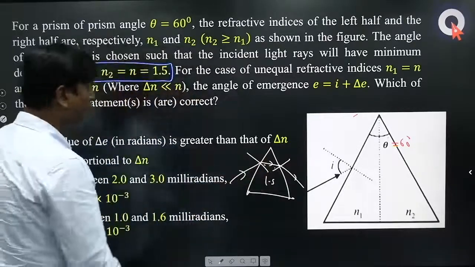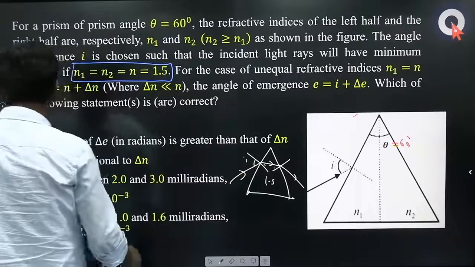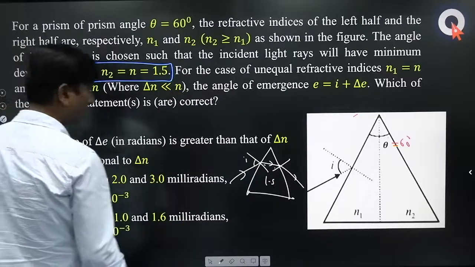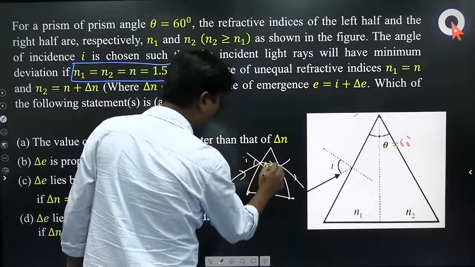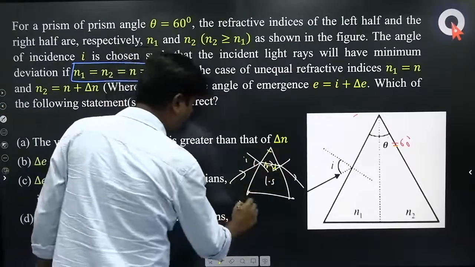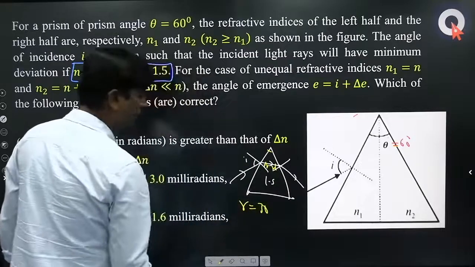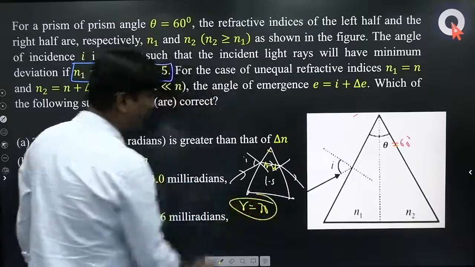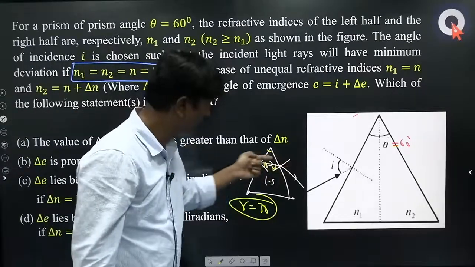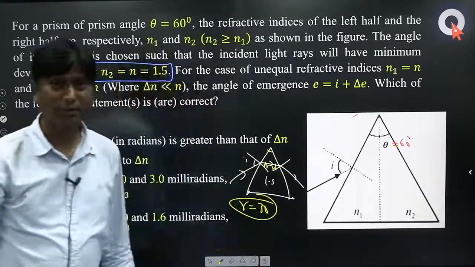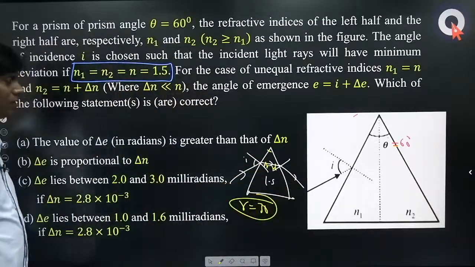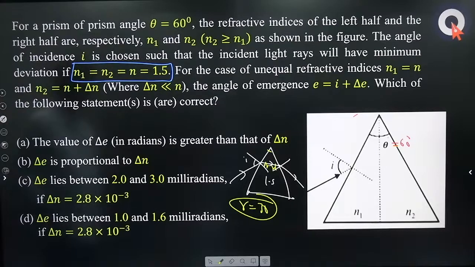So compulsorily you are choosing I in such a way that R1 and R2 are equal. So this is R and this is also R. So 2R is equal to 60, so definitely R will be 30. Meaning R1 and R2 both are equal to 30 degrees. Like that you are choosing, and it is going parallel to the base. So this is exactly parallel to the base. Like that it is going. Okay. Right.